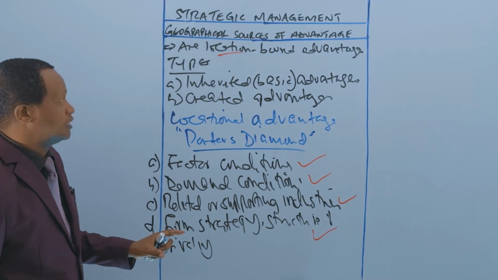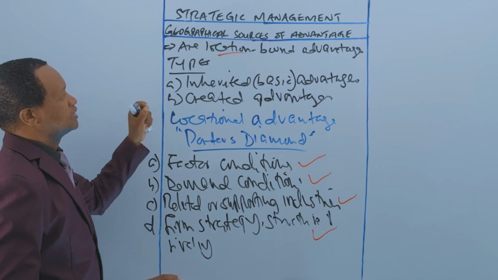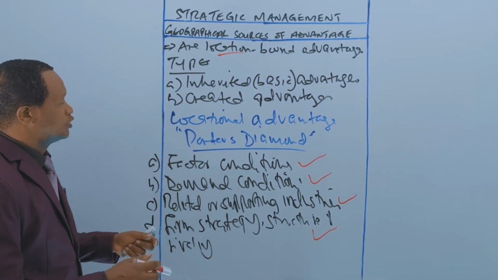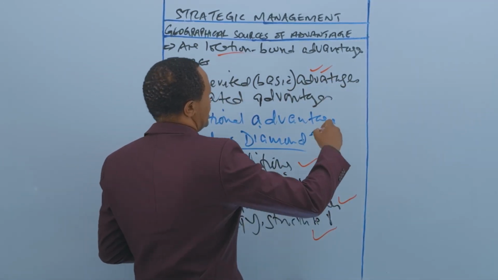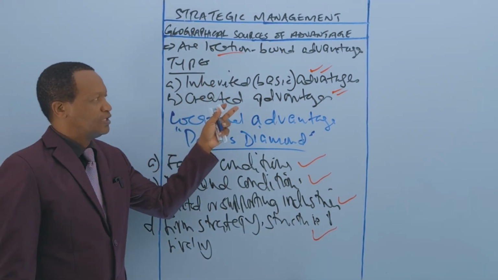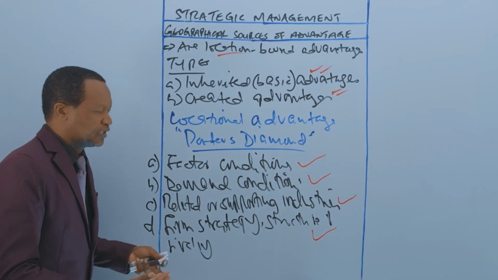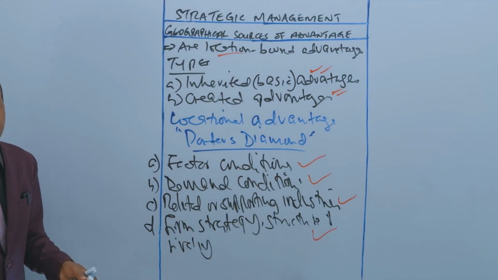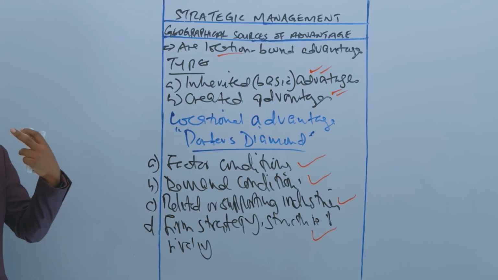That's all we can say, candidates, about geographical sources of advantage. These, we've learned, are location-bound advantages, which could either be inherited or basic, or they are created by human beings. These are natural, inherited advantages: the natural resources, the fertile soil, the climate that is unique to a specific area, the strategic geographic position.